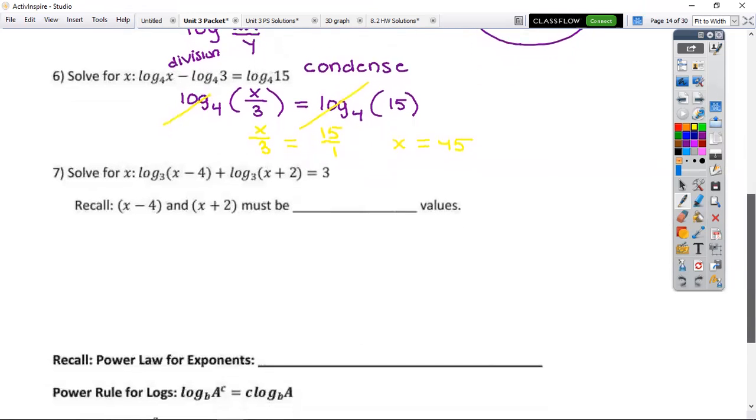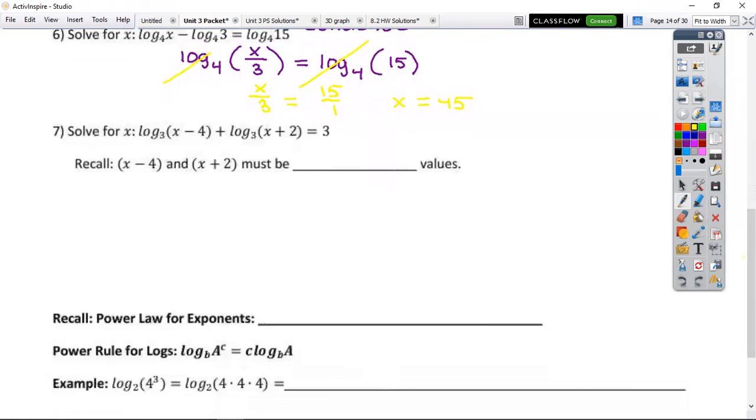So number 7 says to solve as well. So I want to solve. I see this time I have addition. So addition is going to get rewritten as multiplication instead. This is an example that you have to check. And when you check it, these expressions must be greater than 0, implying that you can have no negatives or it can't be equal to 0. So essentially you're looking for a positive number.